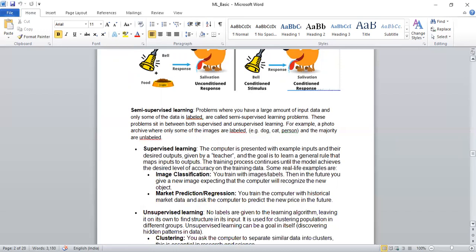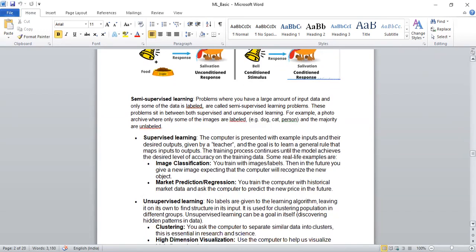Supervised learning, just go through some differences between supervised and unsupervised learning with examples.